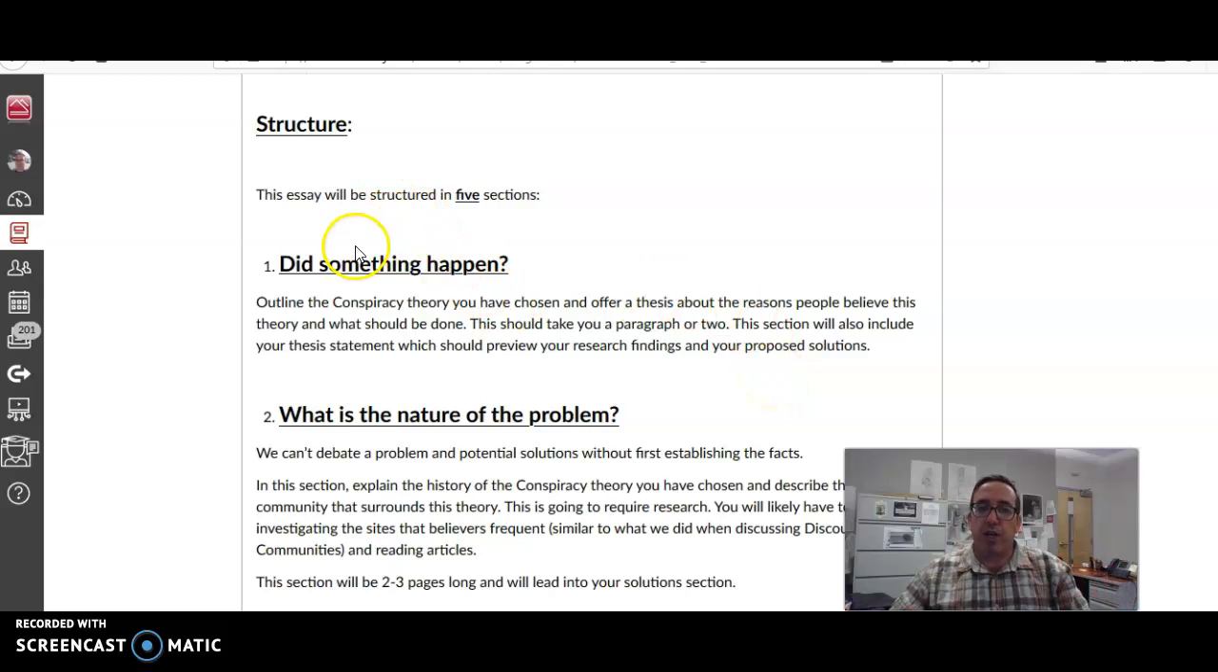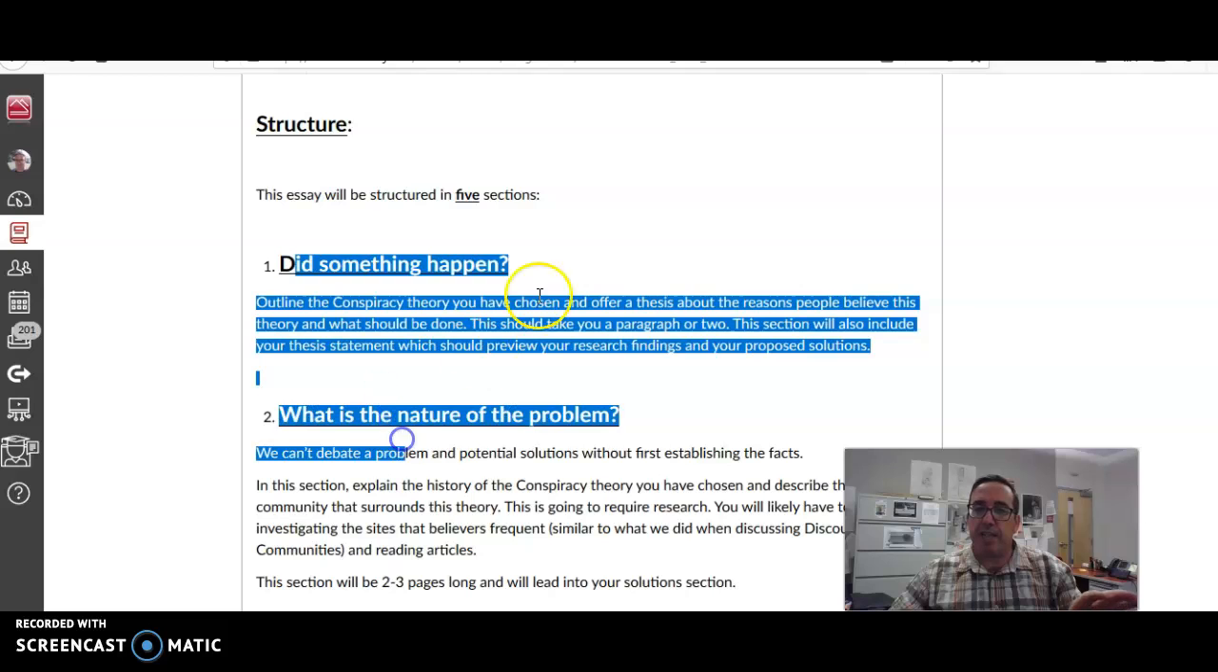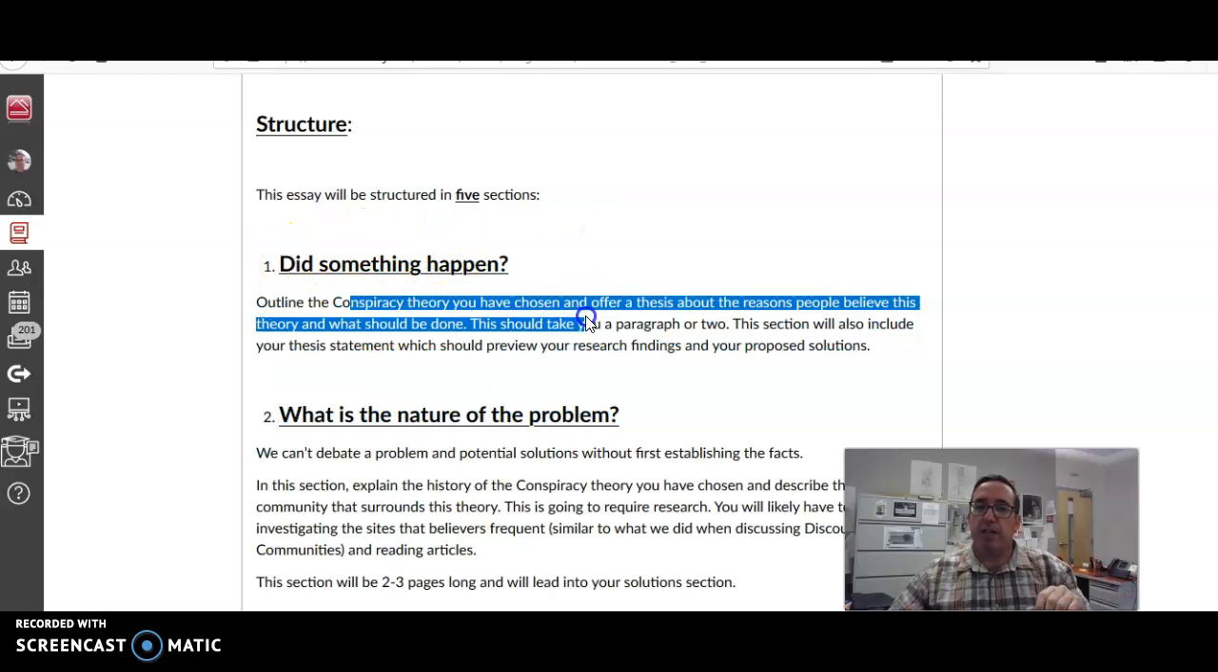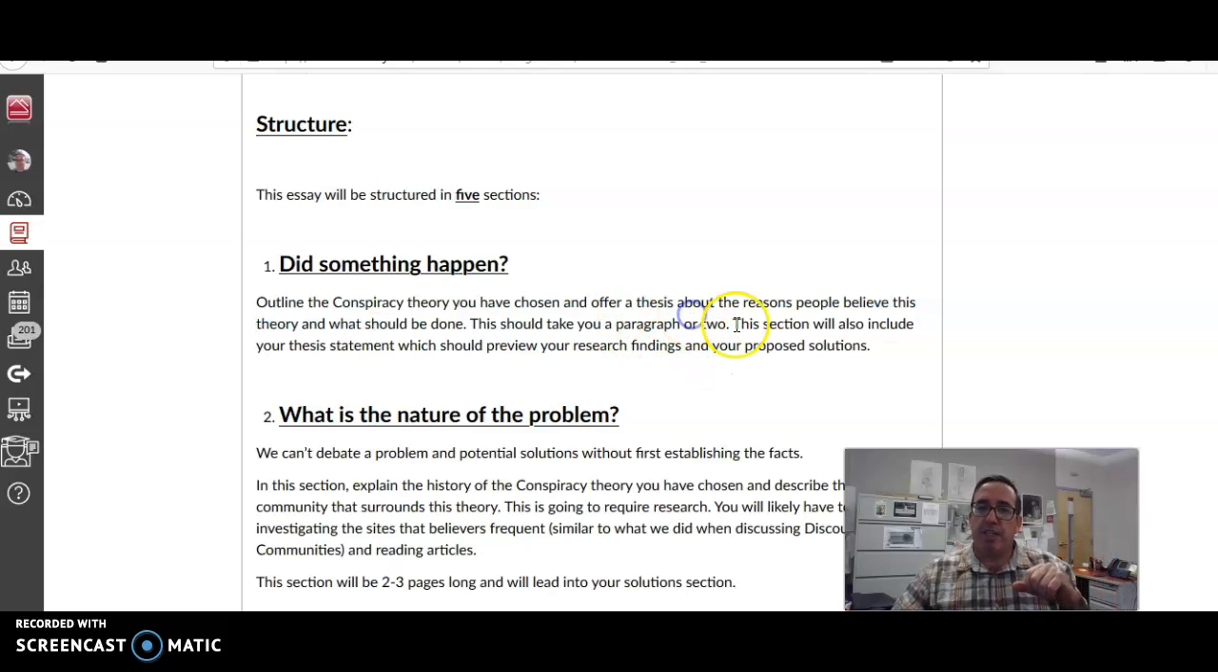So you'll see that the structure also coincides with that stasis model of argumentation. So your first part, did something happen? So you're going to outline the conspiracy theory you've chosen. This is your introduction, right? And offer a thesis about the reasons people believe this theory and what should be done. So very briefly, what appeals about it specifically, and what should be done.